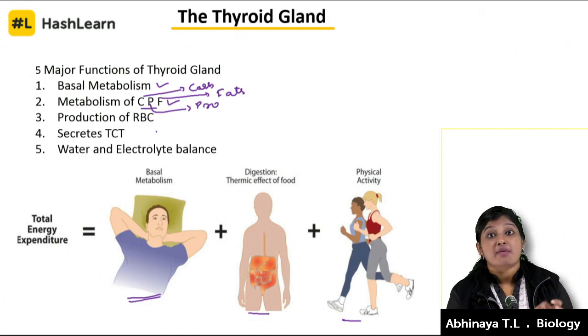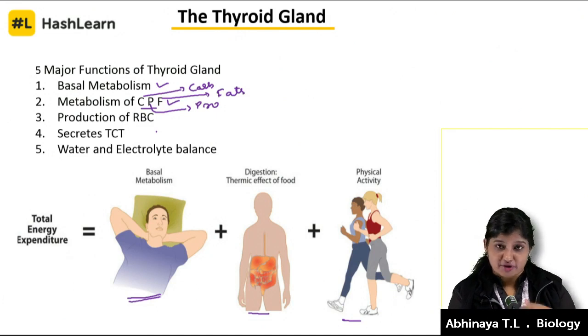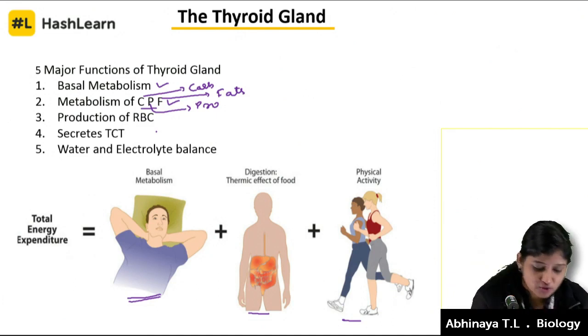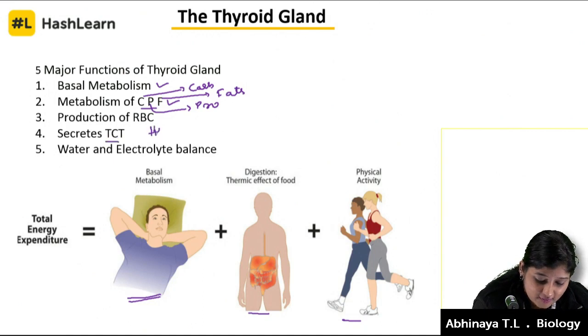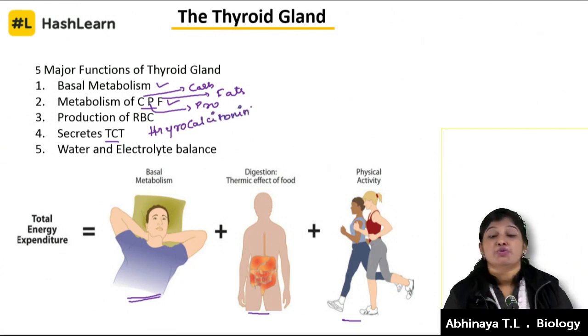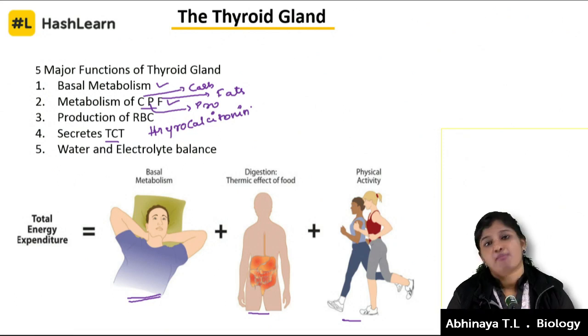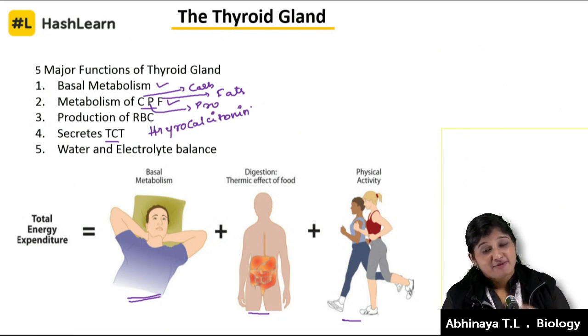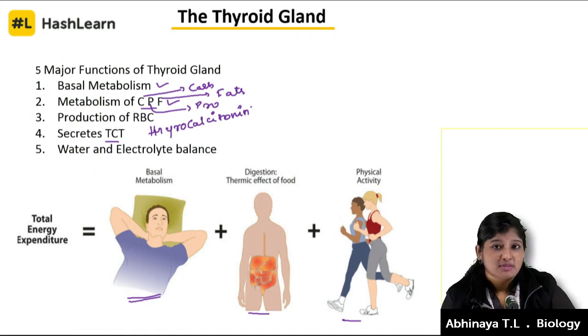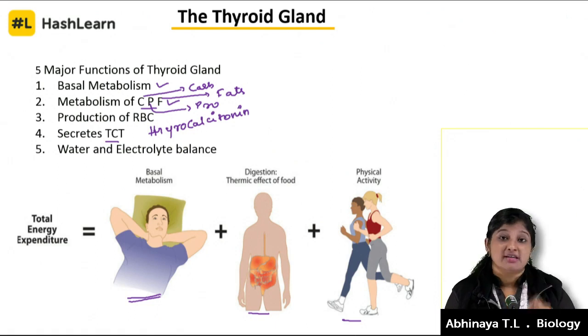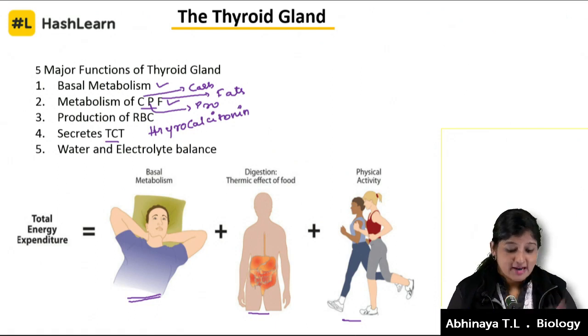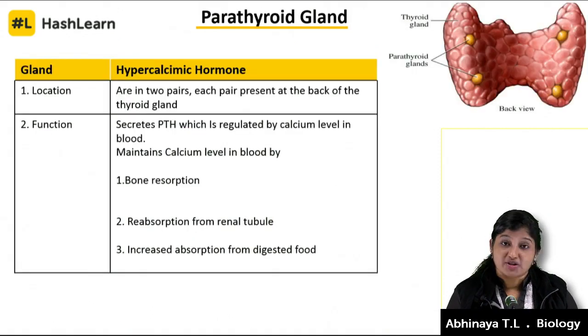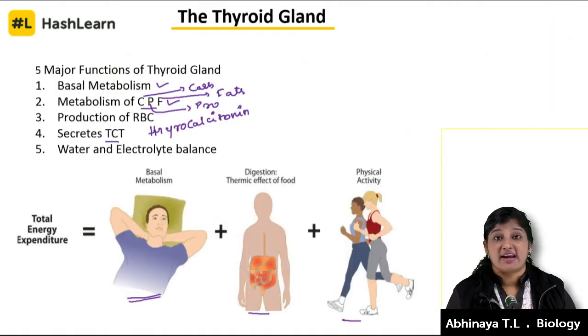Then the production of RBC within our blood, it takes care of that also. Then it secretes thyrocalcitonin. Thyrocalcitonin is a hormone which maintains the level of calcium in our body. The gland that is fully dedicated to checking whether the calcium level in our body is high or low is actually the next gland, the parathyroid gland. So this is the thyroid gland's function.